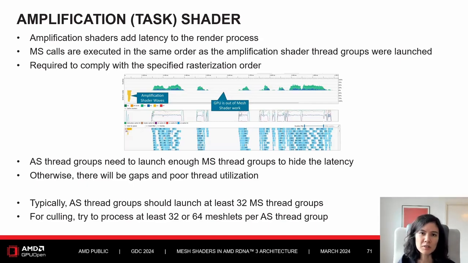Our recommendation is to launch at least 32 mesh shader thread groups from a single amplification shader thread group. If you have smaller mesh shader thread groups, so for example, if you're using a mesh shader thread group of size 64 instead of 128, you might want to increase that number even. So in this case, a single amplification shader thread group should launch at least 64 mesh shader thread groups. If you're using amplification shaders to cull meshlets, you should try to process at least 32 or 64 meshlets per amplification shader thread group.